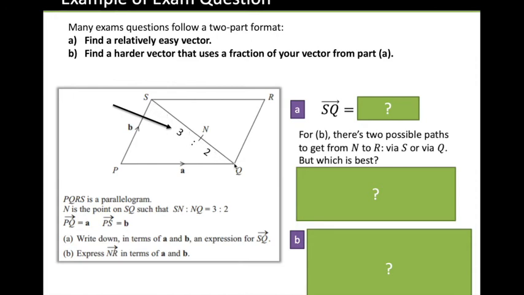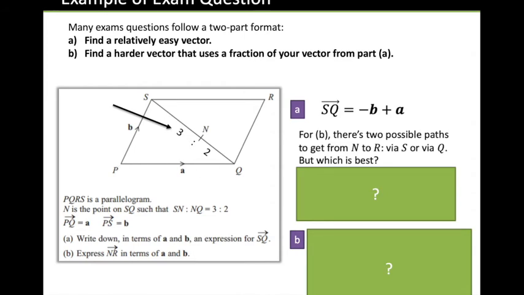SQ in terms of A and B. Obviously, SQ is equal to negative B. So from S to Q, that's equal to negative vector B plus vector A.